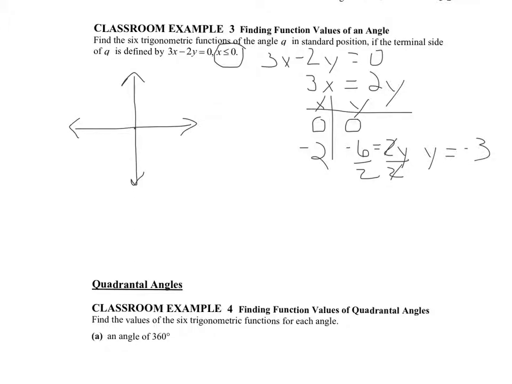Now, here's what I have. If I were to mark off some units here, when x was -2, we said y was -3.